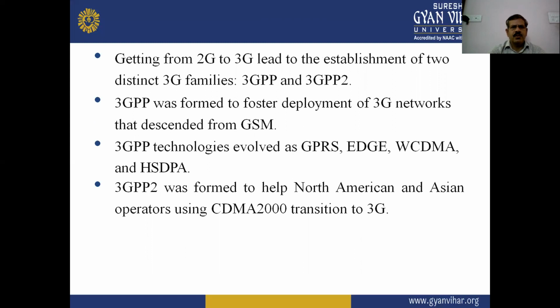Getting from 2G to 3G led to the establishment of two distinct 3G families, 3GPP and 3GPP2. 3GPP was formed to foster the deployment of 3G networks that descended from GSM. 3GPP technologies involved are GPRS, EDGE, WCDMA, and HSDPA. 3GPP2 was formed to help North American and Asian operators using CDMA2000 transition to 3G.